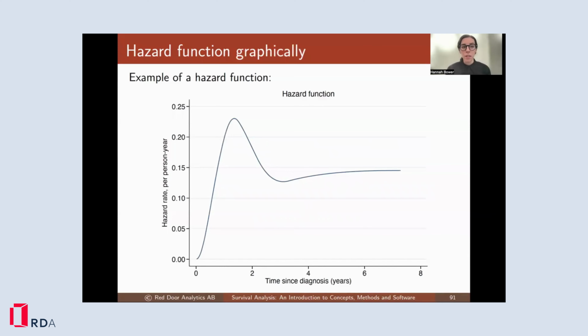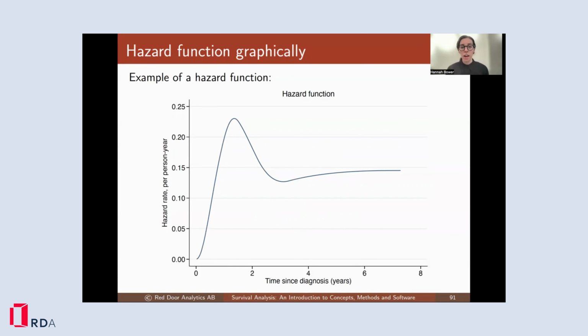So we may be interested in presenting the hazard function graphically. Here we have an example of a hazard function. This is just an example. It doesn't have to look like this at all. The shapes can vary a lot. But we can see that we have on the y-axis the hazard rate per person year, and we have time since diagnosis on our x-axis, our time scale.